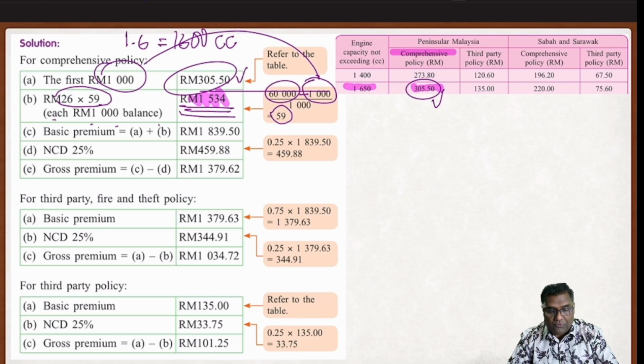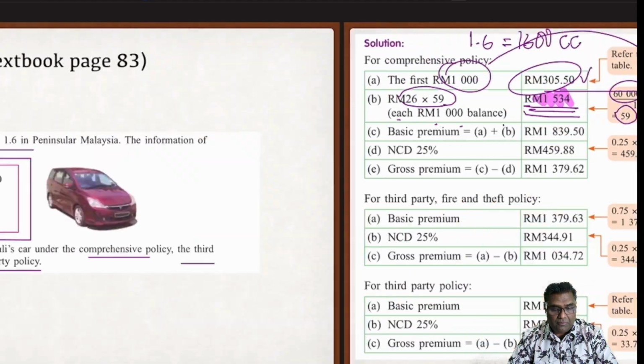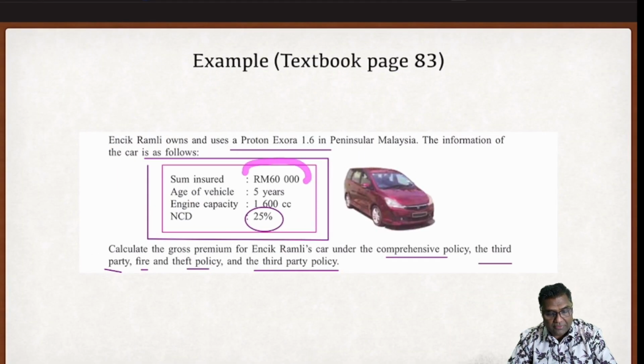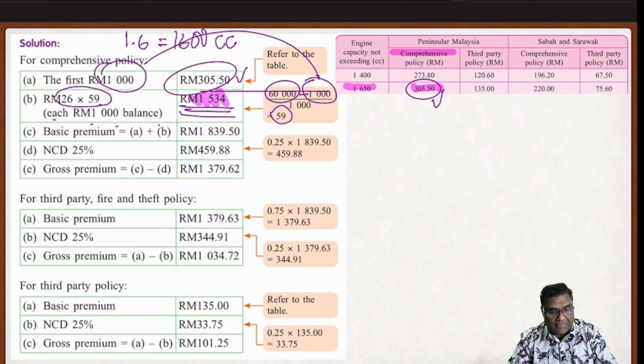Then I went to the balance. So he wants to insure how much? 60,000. You can see that very clearly. So minus 1,000, divided by 1,000, I got 59. 59 times 26, I got the premium for the balance. So this is the total premium payable by Encik Ramli.